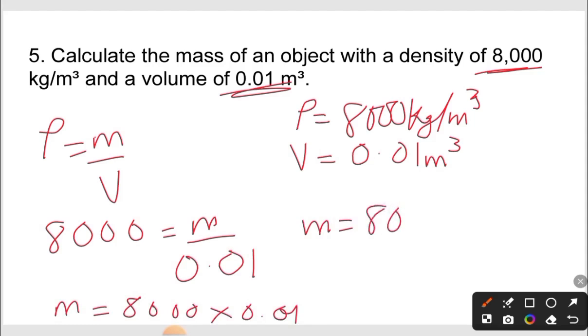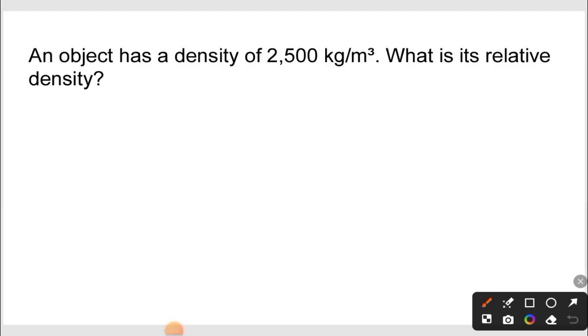So is it 80 grams or 80 kilograms? 80 kilograms. Why? Because there's kilogram here. And if you even do it very well, you realize your kilogram per meter cube will be here. And once your meter cube is here, you will have your meter cube here. Meter cube will cancel meter cube. So what you have left is your kilogram. So it's your kilogram.